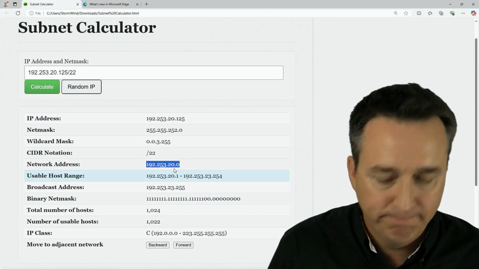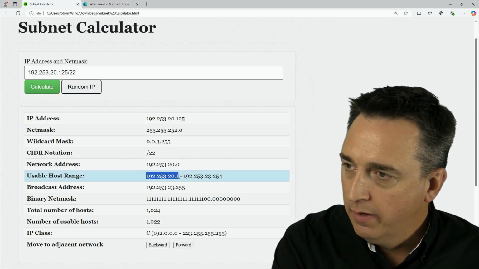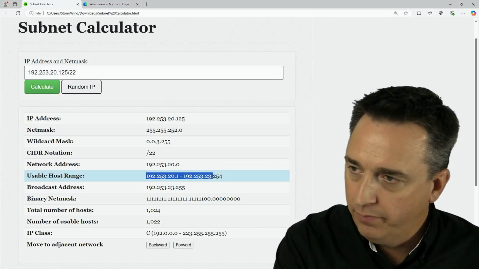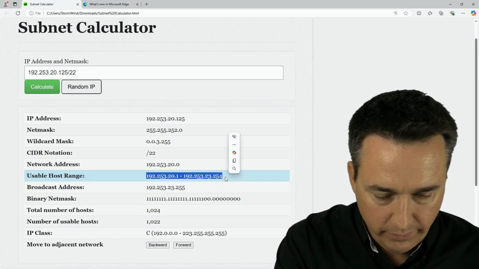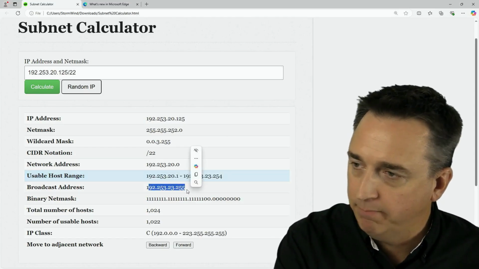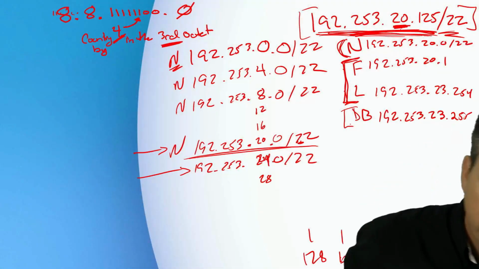Is that what we got? That's what I got. 20.1, yep. 23.254, yep. 23.255, yep. There we go, we got them all. It's exactly what we calculated right here.